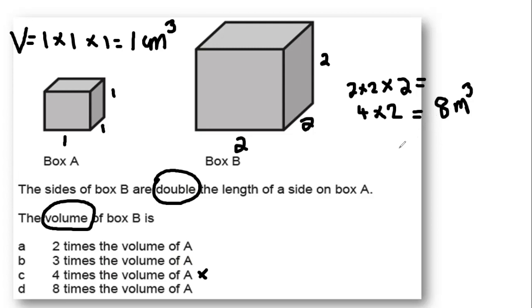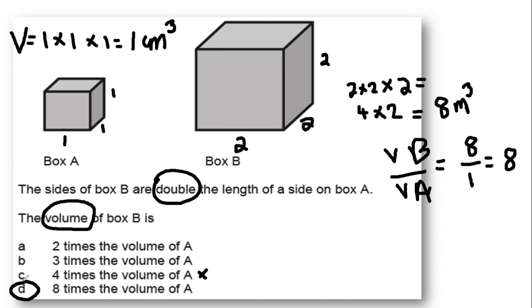So what we're going to do now is divide. The volume of box B divided by the volume of box A. As you can see, class, it is 8 divided by 1. And 8 divided by 1 is 8. So what's our answer? 8. Right. So the volume of box B is 8 times the volume of the original. As you can see with area, it's 4 times, not true, for the square, the rectangle, and the triangle.